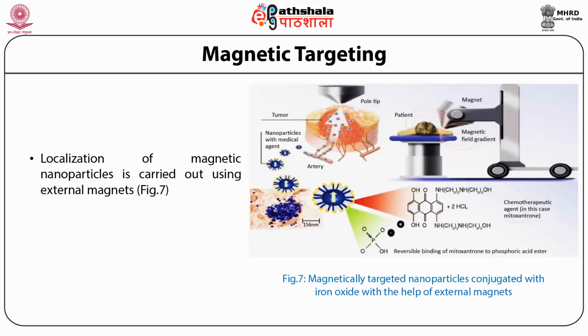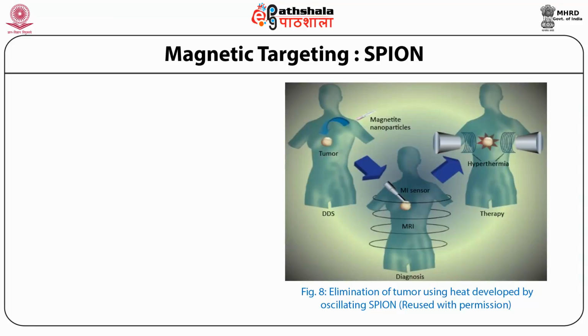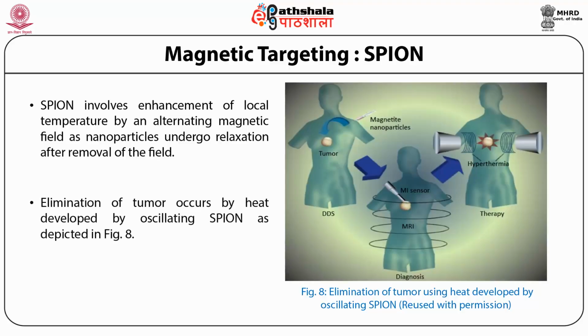In another study, mitoxantrone-loaded SPIONs were targeted to VX2 squamous cell carcinoma in rabbits using external magnets. Another approach of tumor targeting using superparamagnetic iron oxide nanoparticles, also known as SPIONs, involves the enhancement of the local temperature by an alternating magnetic field as the nanoparticles undergo different relaxation processes after the removal of the field. Using this technique, the elimination of the tumor occurs by the heat developed by the oscillating SPIONs, as you can see in figure 8.